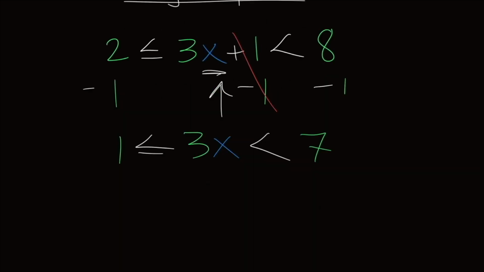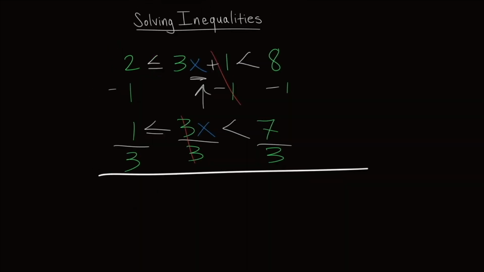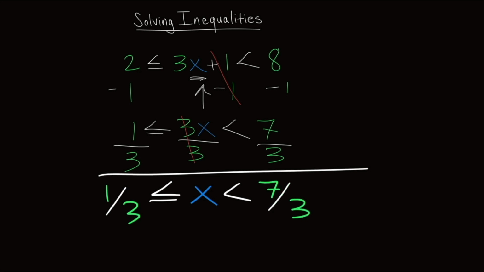Now all we have to do is get rid of this 3 in the middle, and we can do that by dividing 3x by 3. That's going to take that 3 right out, but again we have to do the same thing to these other two sides. So 7 divided by 3 on the far right side and 1 divided by 3 on the far left side. And we should be done. We can rewrite this with x in the middle. x is greater than or equal to 1/3, and it's also less than 7/3.